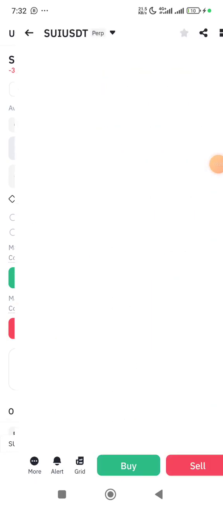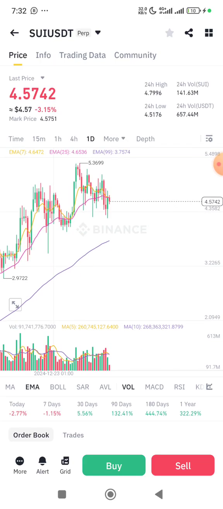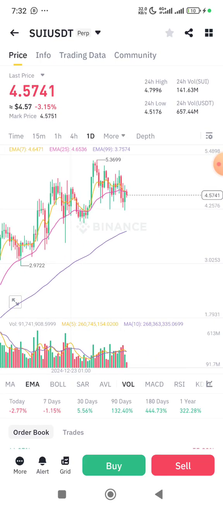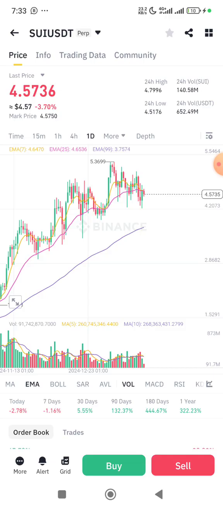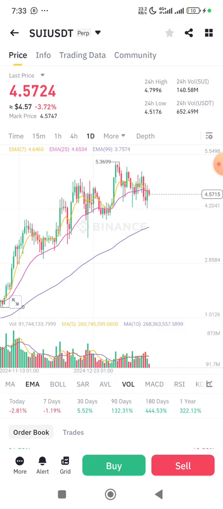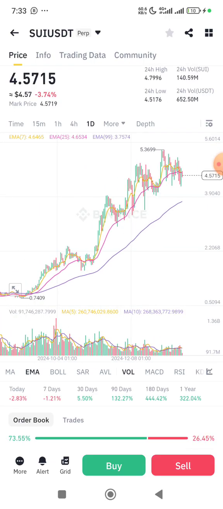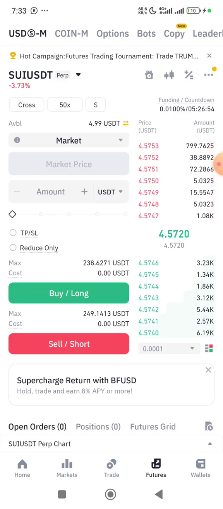If you tap on it, you'll be able to see the market chart. All right, you can see the chart here. Now, those people who know how to analyze the market can easily analyze the market and make a trade from here and make a good profit from it. All right, that is another thing.